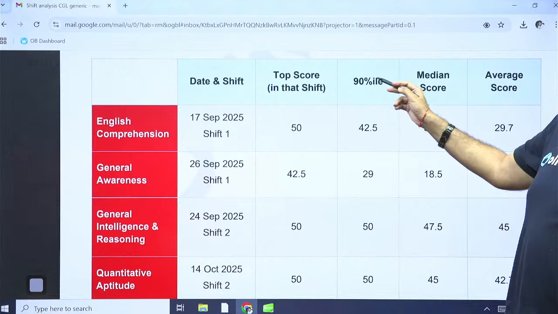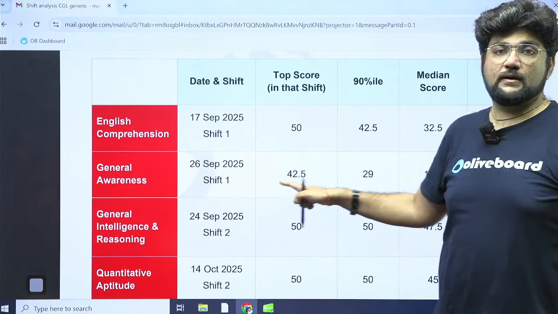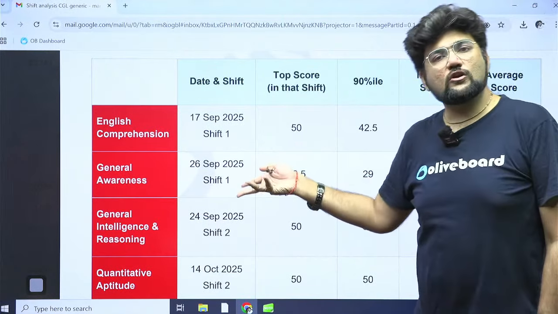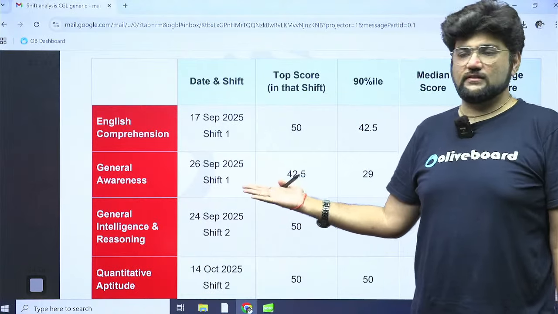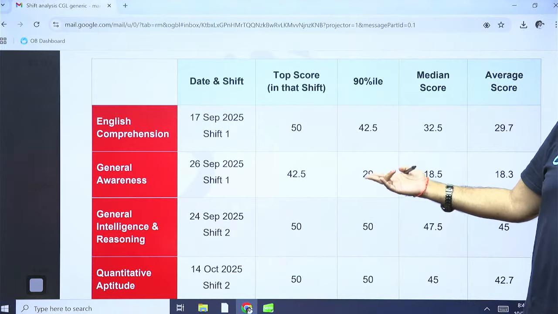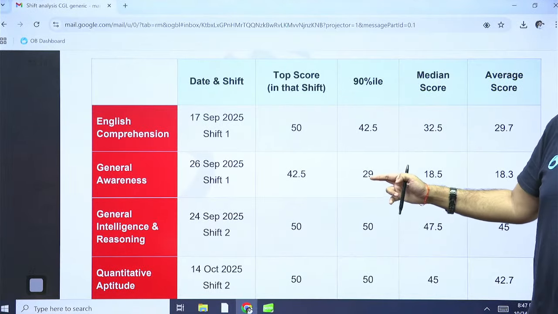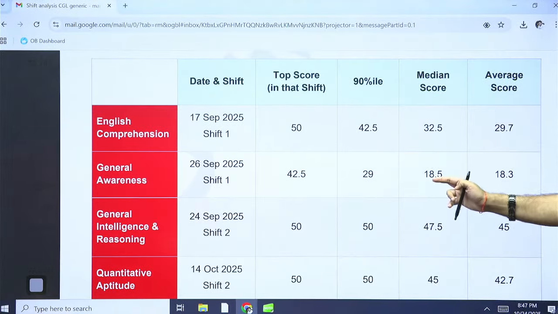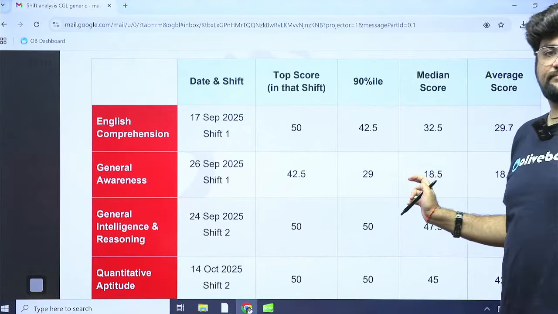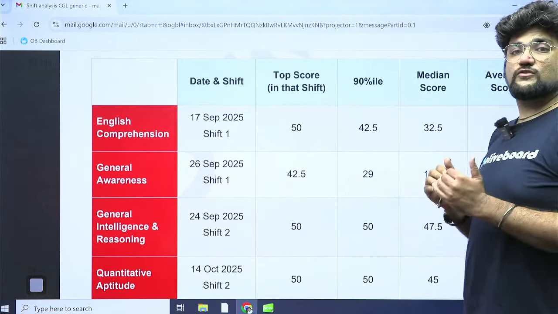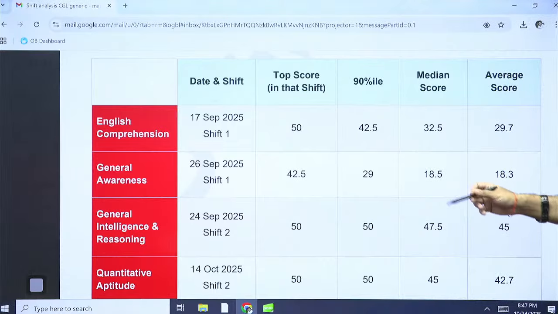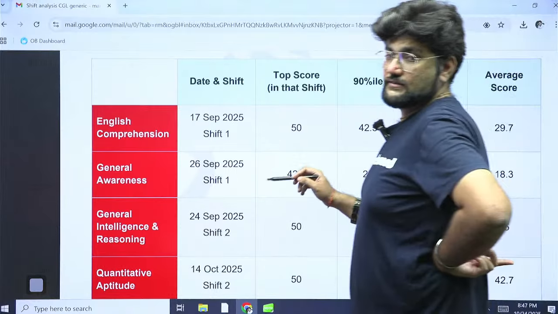29 is the score for 90 percentile. Look at the drop. So this is probably 1 or 2 students in the whole lot who have scored this, but 29, majority of the students or 90% of the students are below the score of 29. Median score of 18.5. So 50% of the students are below the score of 18.5, and 18.3 is the average score in general awareness.